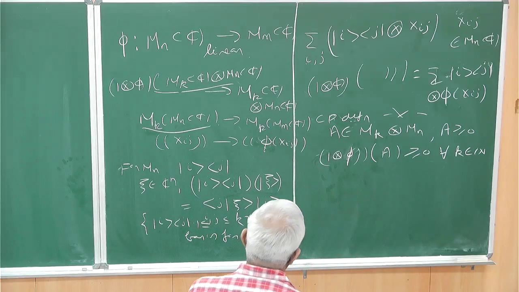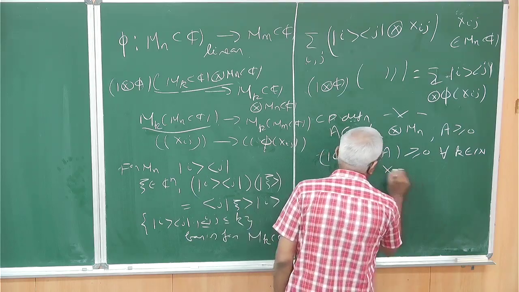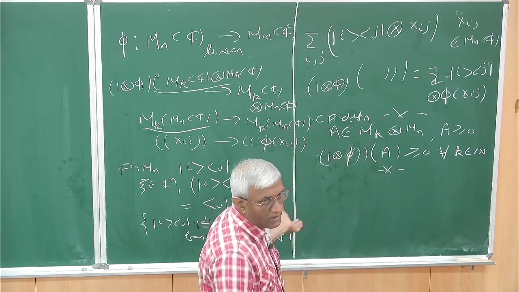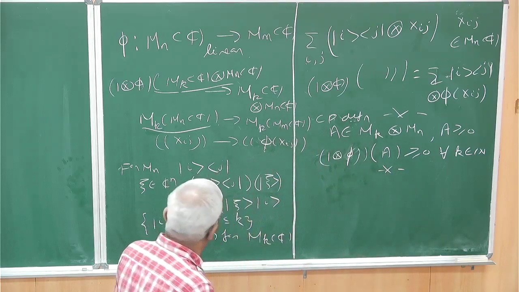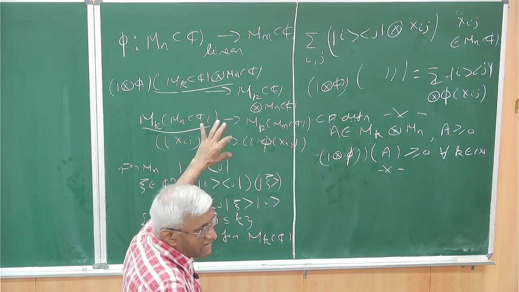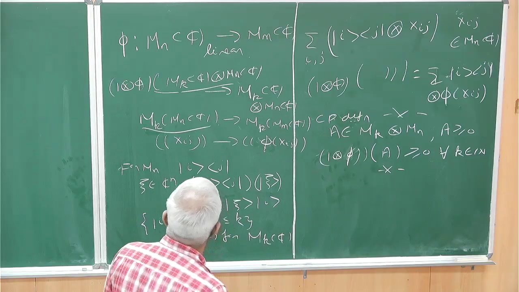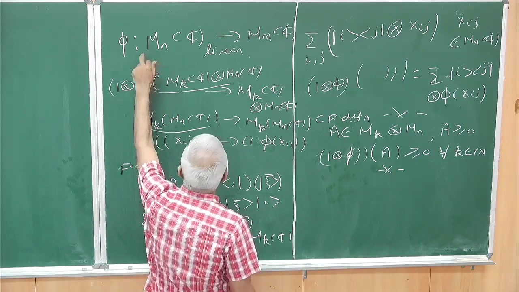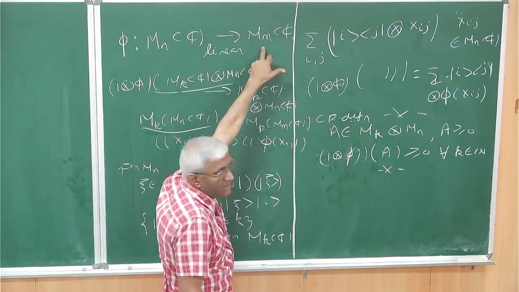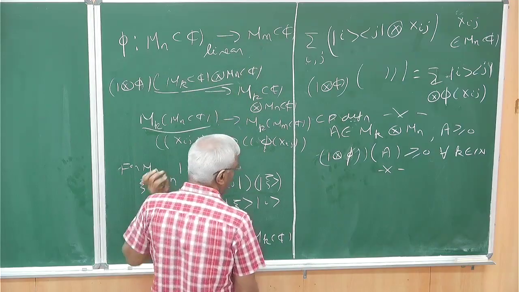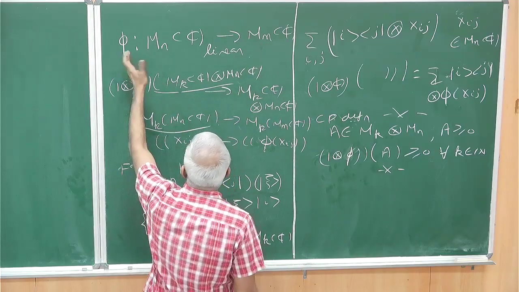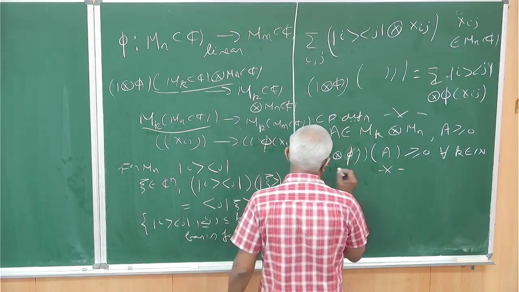Okay. So now we saw some examples. One example: any star homomorphism from Mn to Mm. Not endomorphism; a homomorphism of an algebra into itself is what is called an endomorphism. So any star homomorphism from Mn to Mm is CP, completely positive.